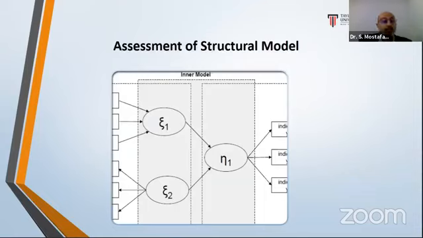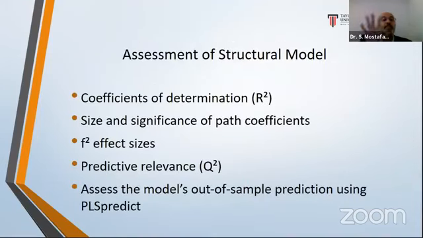Okay, now just a very quick review of assessment of the structural model. For assessment of the structural model, we need to check R square, because if you're familiar with the first generation, R square represents the explained variance of IV on DV. So we need to report and check R square. We need to check significance of path coefficient, effect size, and the predictive validity or predictive relevance.